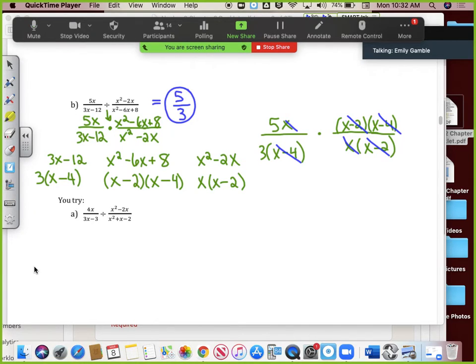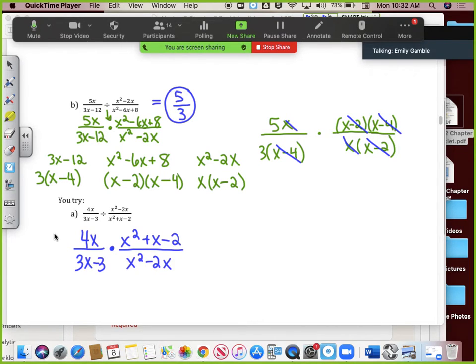All right, let's go over this answer and see how you did. So the first fraction, you're always going to leave the same. So it's going to say 4x over 3x minus 3. The second fraction is going to flip upside down as soon as you change the division to multiplication. So it'll be x squared plus x minus 2 on the top and x squared minus 2x on the bottom.